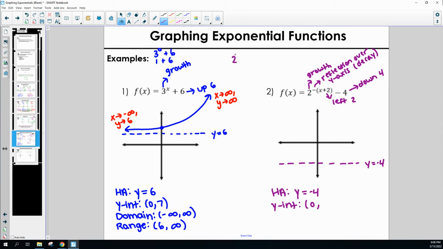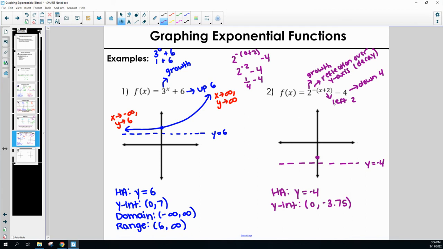For the y-intercept, I'm going to plug in 0 for x. So 2 to the negative 0 plus 2, minus 4. 0 plus 2 will give me 2, but now it's negative, so negative 2. 2 to the negative 2 is 1/4, minus 4 is going to give us negative 15/4, which is negative 3.75. So that is going to be somewhere right here. It's above negative 4 and below the x-axis.